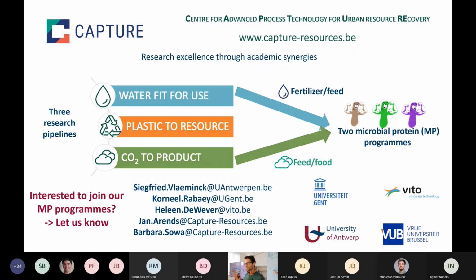To conclude, microbial protein: we've worked a lot in all the separate groups in CAPTURE, also in companies related and linked to CAPTURE, and we hope in the coming years definitely to collaborate a lot and move this field forward, this cross-pipeline field. So feel free to get in touch with us, and if you'd like to join or learn more about this. Thank you.